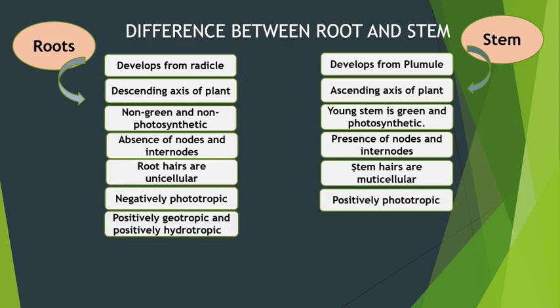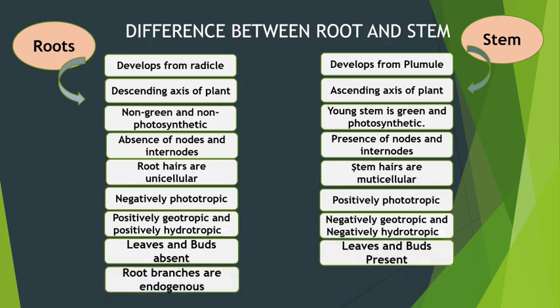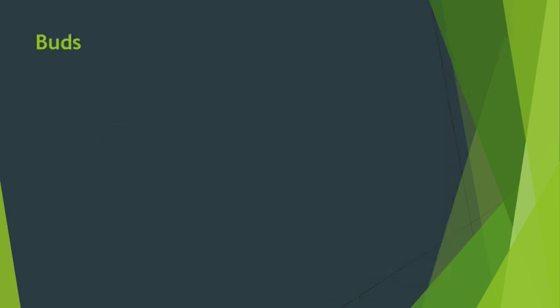Roots are negatively phototrophic, stems are positively phototrophic. Roots are positively geotrophic and hydrotrophic, whereas stems are negatively geotrophic and negatively hydrotrophic. Leaves and buds are absent in roots, whereas they are present in stem. The root branches are endogenous in origin, whereas the stem branches are exogenous in origin. So this is the difference between root and stem.